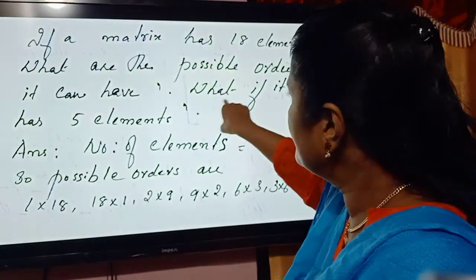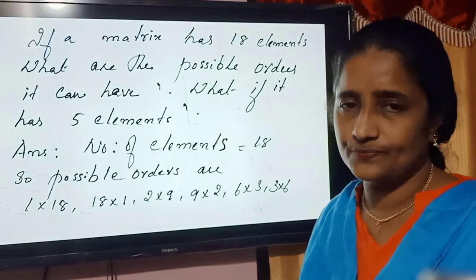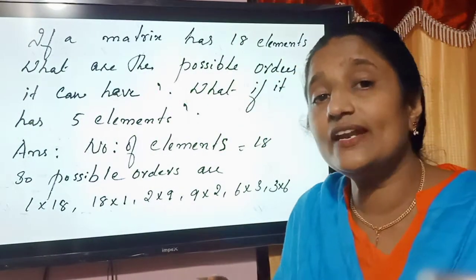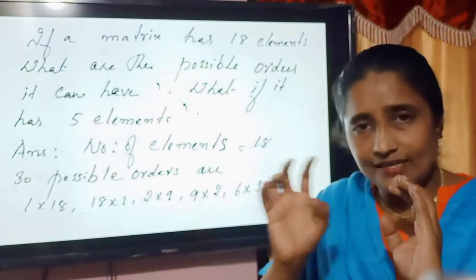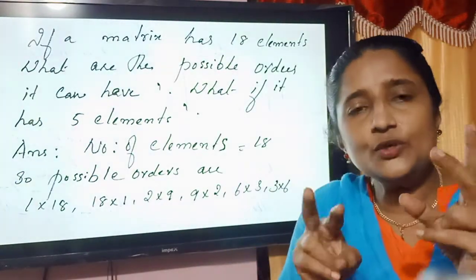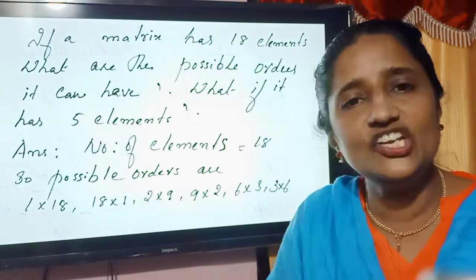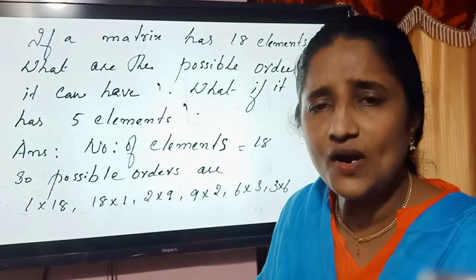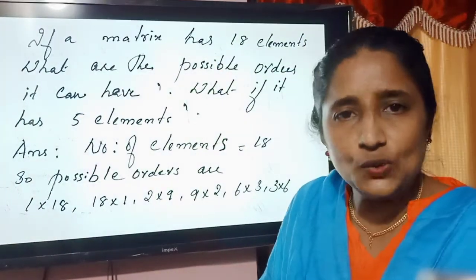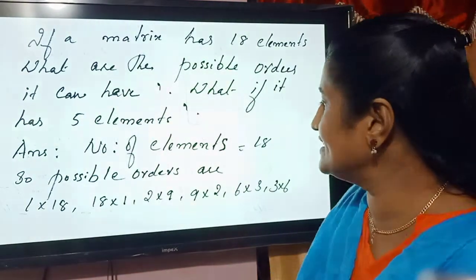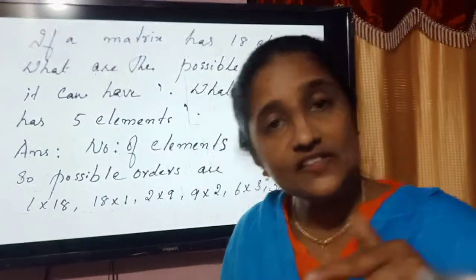Now what if it has 5 elements? Let us come to the first one. See, 18 elements. Let us collect the factors of the number. Let us consider 2 numbers whose product is 18. What are the numbers? 1 into 18, 18 into 1, 9 2s are 18, 2 9s are also 18. Then the next one, 6 into 3. 6 3s are 18 and 3 6s are also 18.